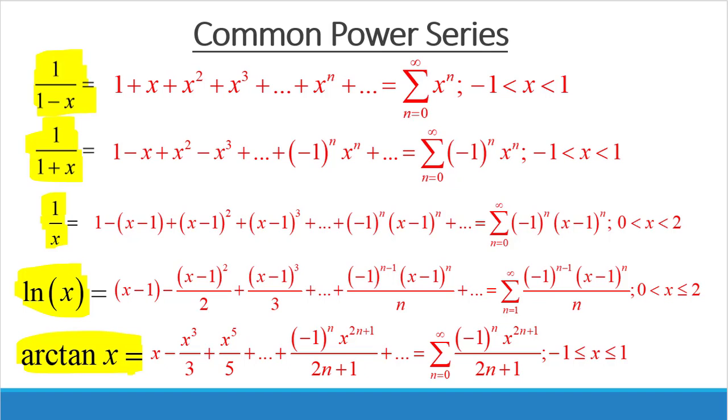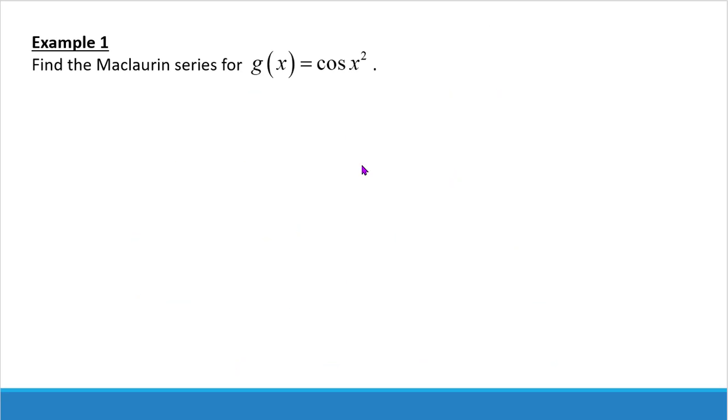Okay, so let's do some examples of what I want you to be able to do with these. Find a Maclaurin series for g of x equals cosine of x squared. So what I want you to do here is remember that cosine of x is an even function, so I start with even exponents.